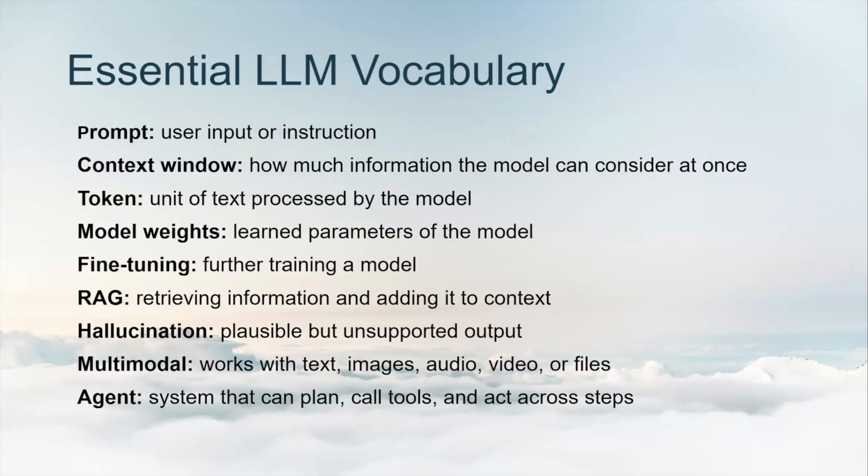Model weights, these are the learned parameters of the model. Underneath the hood, it's really just a fancy neural network, and the weights are from everything that's been trained on the model, and it's where the magic happens, really. Fine tuning we talked about already. RAG we talked about already.